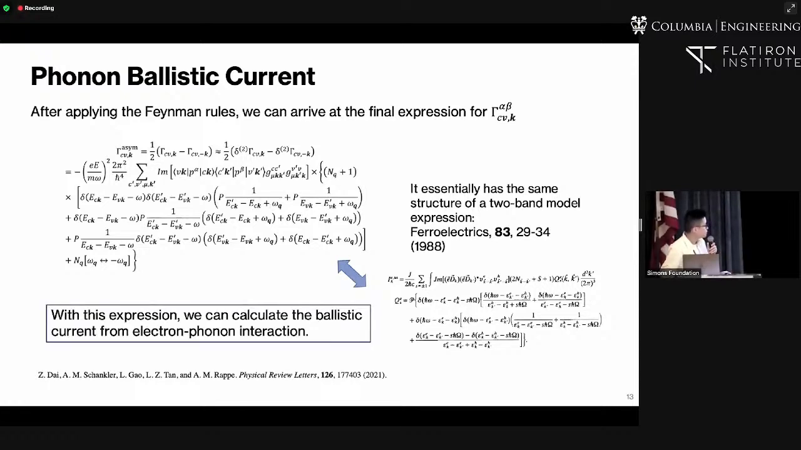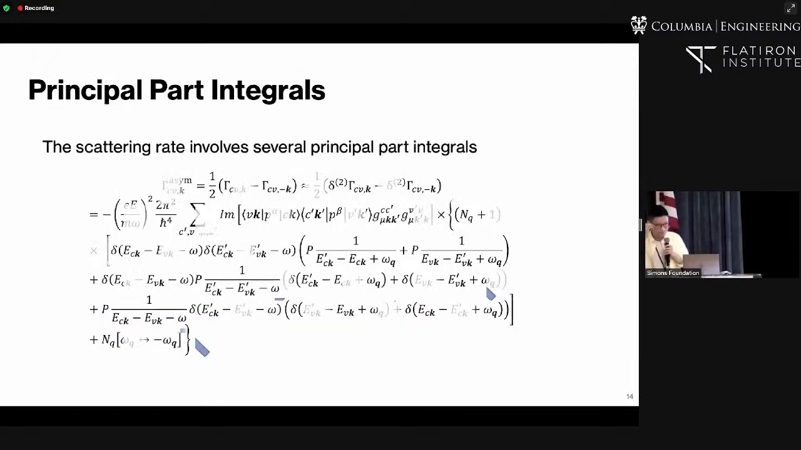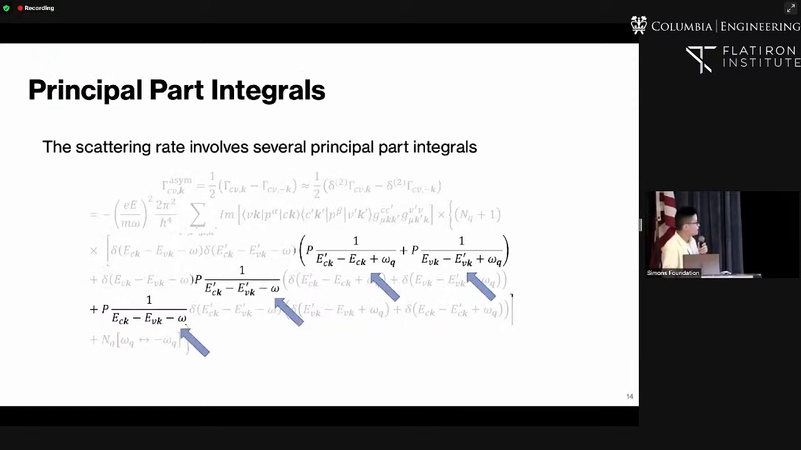So we can use this expression in combination with the Boltzmann transport equation, the expression for current, to compute the ballistic current coming from the electron-phonon interaction, and we term this contribution the phonon ballistic current. But before we do that, we have to solve a technical difficulty if we want to really evaluate from first principles. That's the existence of these principal part integrals. This could be very problematic, and why?